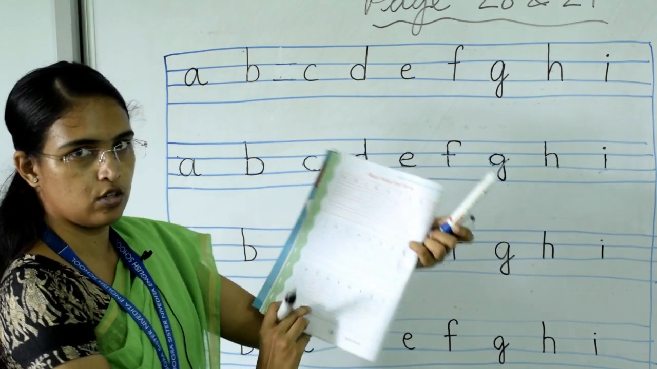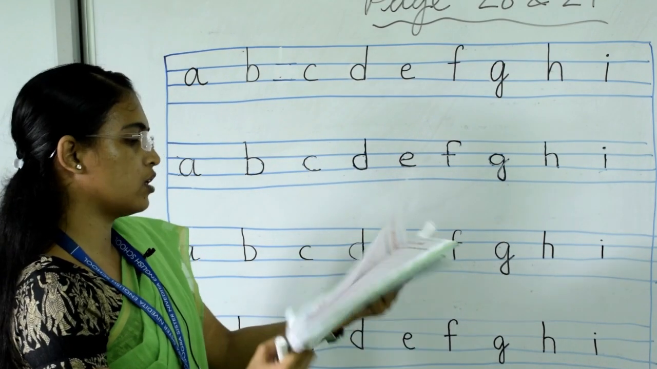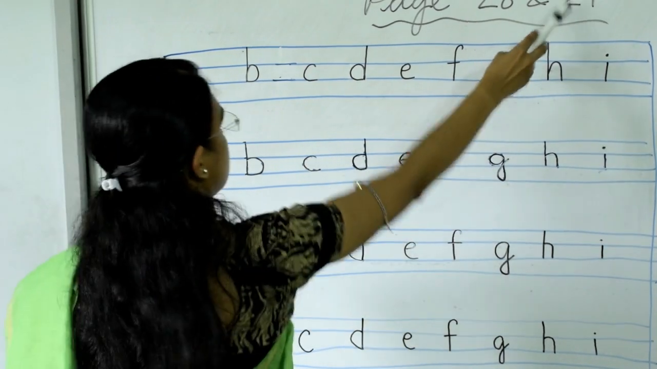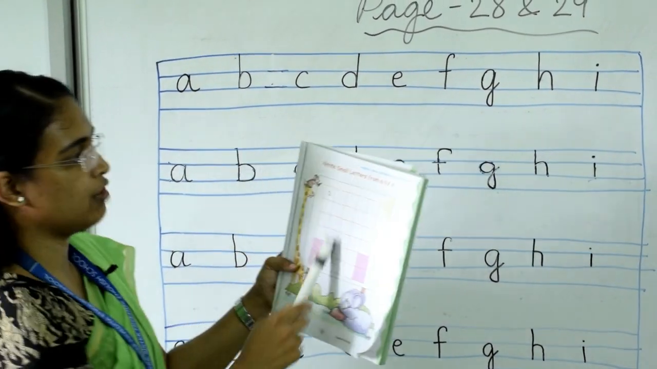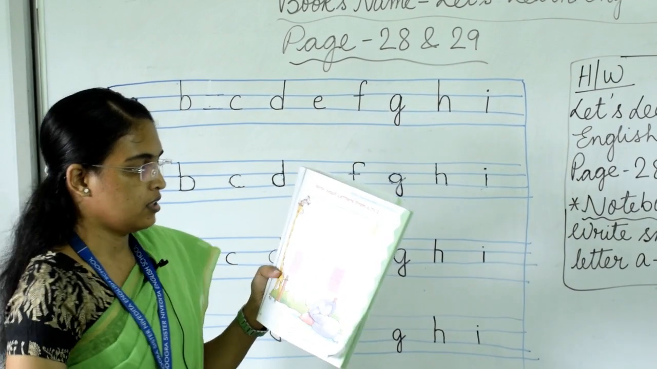So this page is your homework. Do it in your home. And now come to the next page. That is page number 29. This one. What is written here? Write small letters from A to Z.